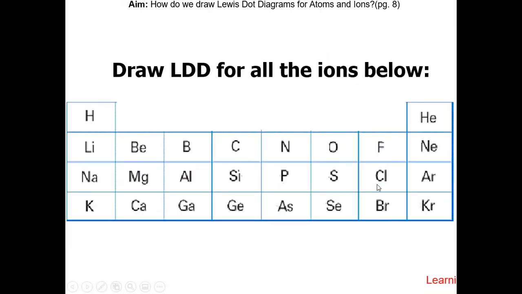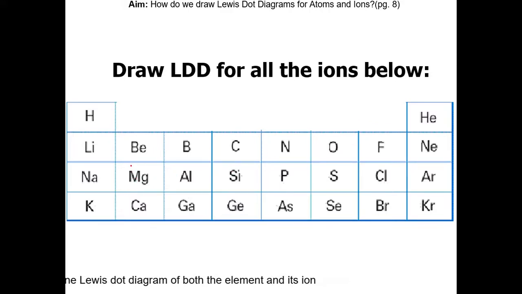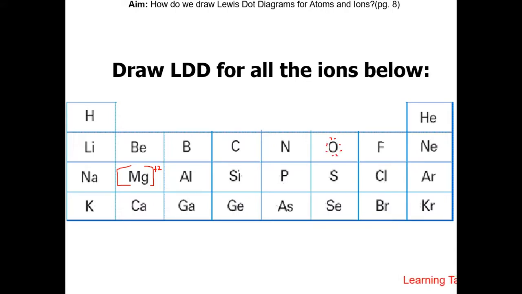So now I want you to draw the Lewis dot diagram for these ions below. I am going to do 2 examples. You can do the rest on your own. I'm going to do 1 metal and 1 nonmetal. So I'm going to do magnesium and oxygen. So magnesium will have a +2 charge. And for oxygen, you will have a -2 charge. So let me draw 8 dots around oxygen. And the brackets.